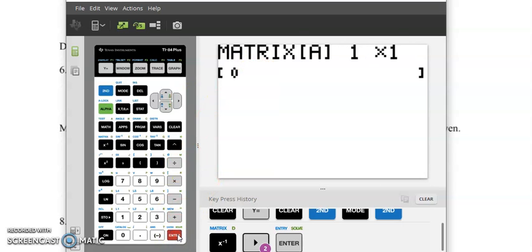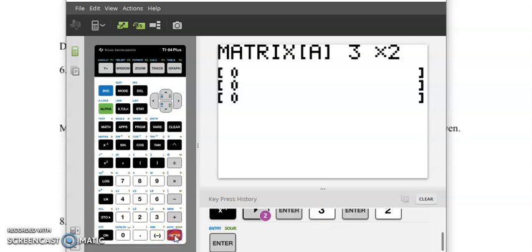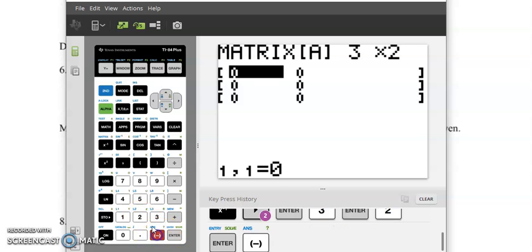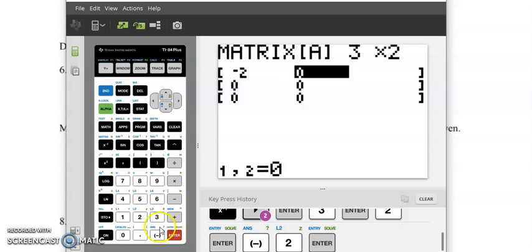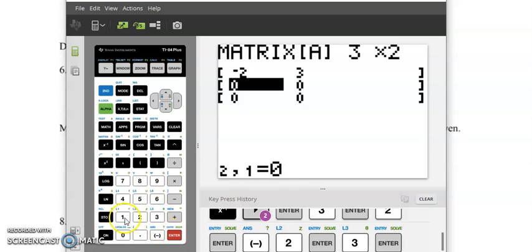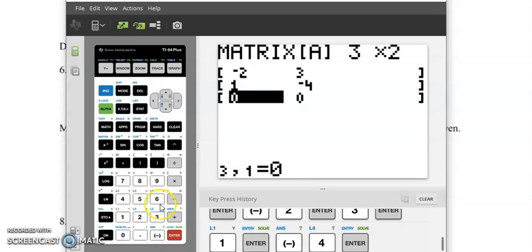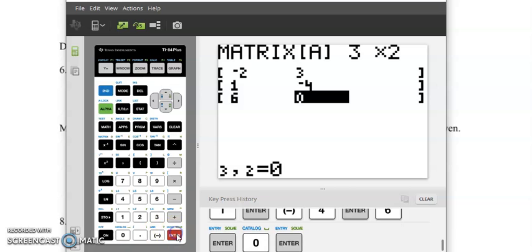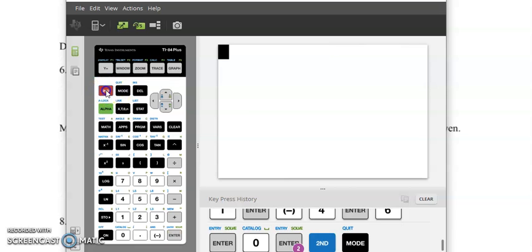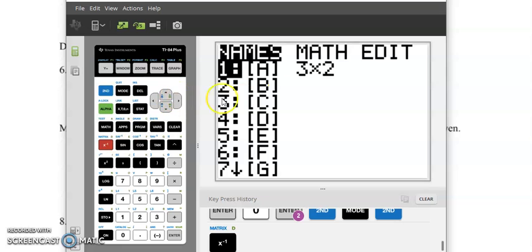So we hit enter, and we want to tell it to be a 3 by 2, 3 rows by 2 columns. So we punch in a 3, enter, 2, enter, and then we have to type in the elements. -2, 3, 1, -4, and just note that each time I'm hitting enter, 6, 0. Okay, now I've got my complete matrix. Now I have to second quit matrices and then hit second matrix to go back in. You see now I've got a 3 by 2 matrix in A.